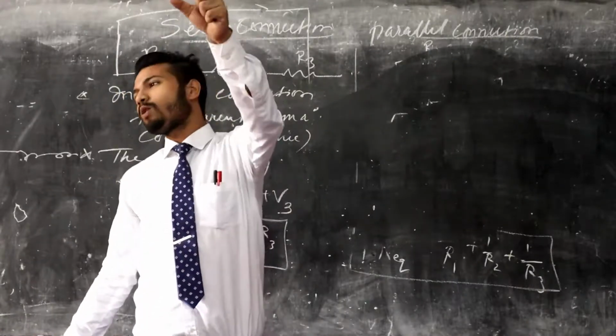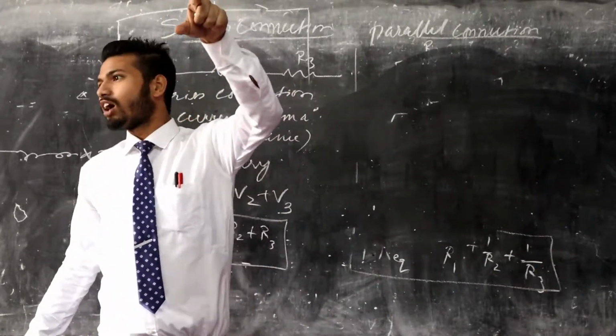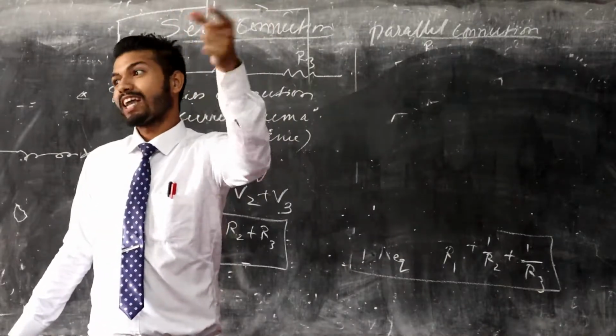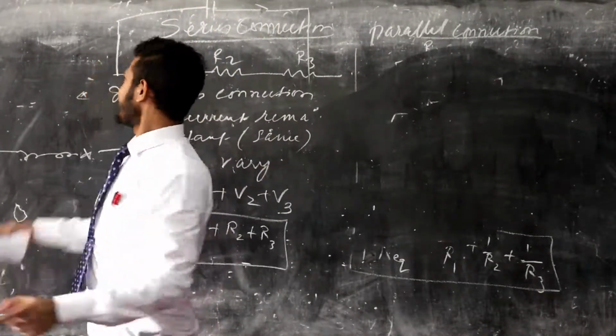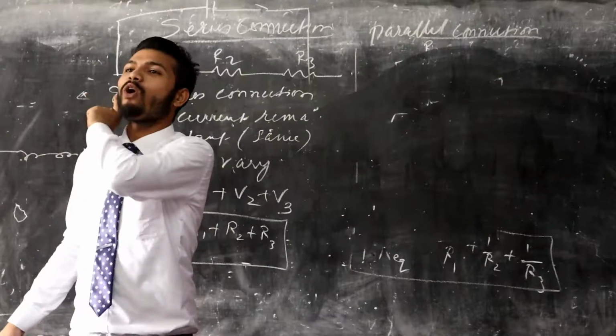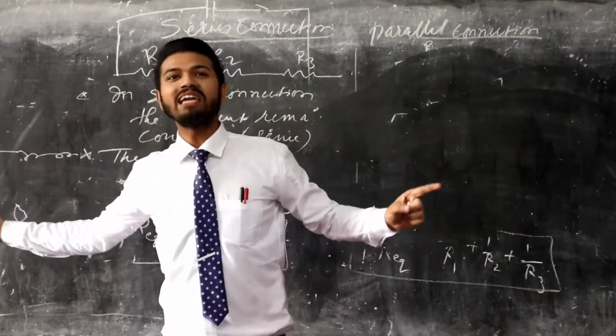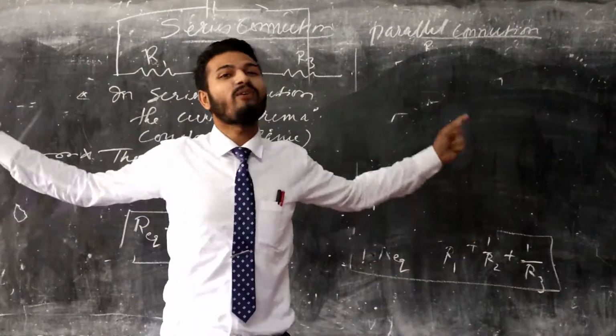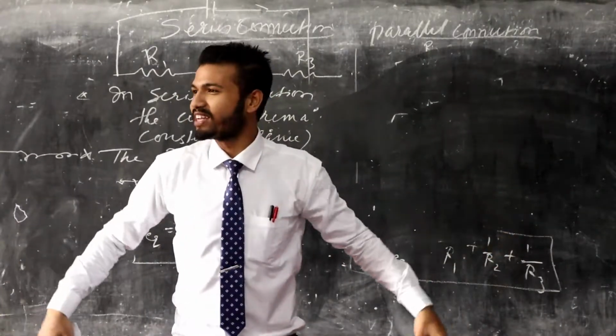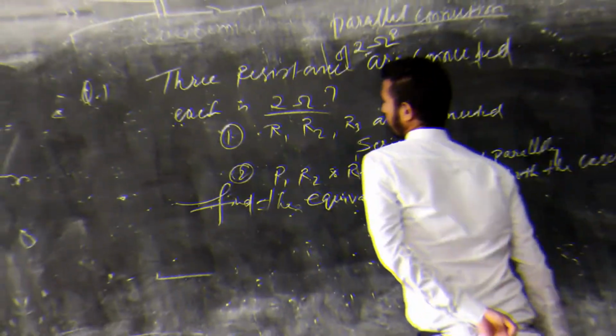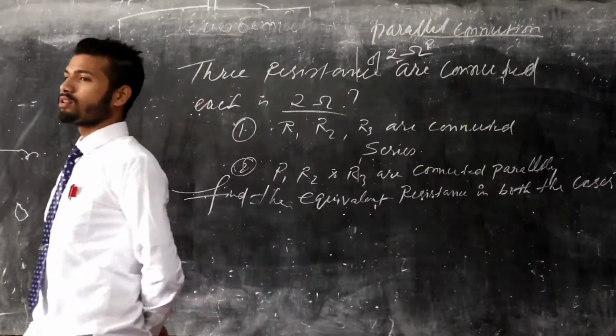If one bulb stops working, it doesn't mean the fan will not run. The fan will work properly because the connection is different. But in series, if one stops working, all the others stop working. There are merits and demerits, advantages and disadvantages, in both connections, and we will be dealing with them. Don't worry about that.